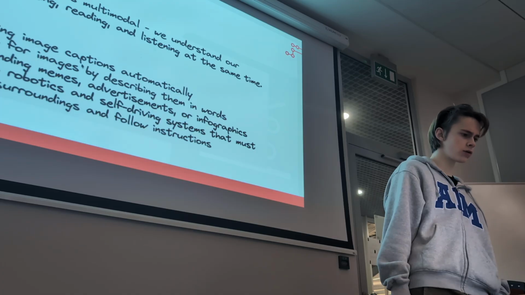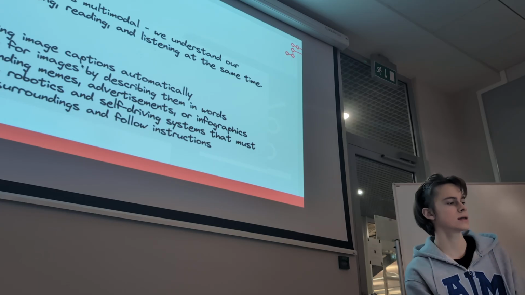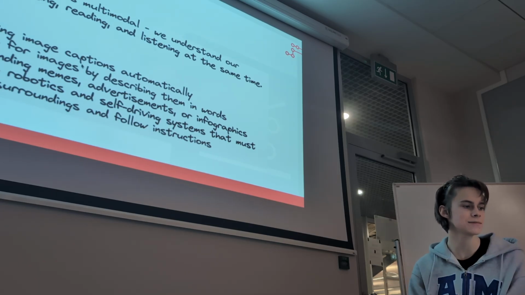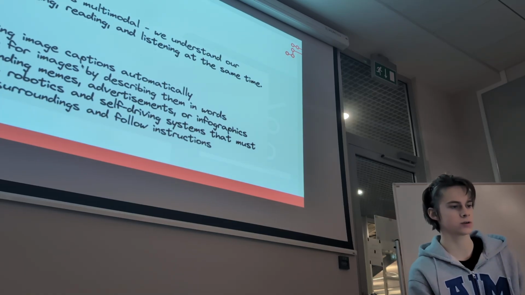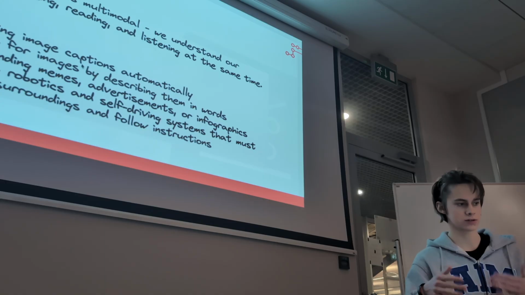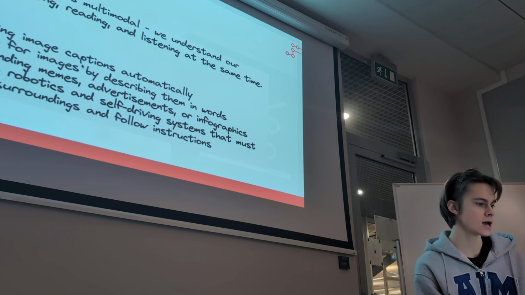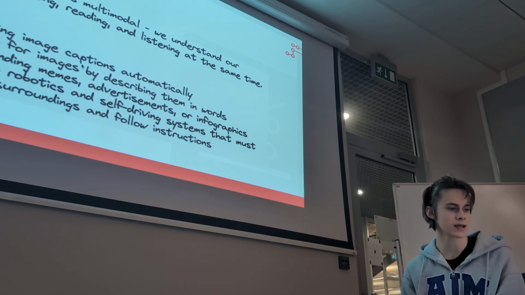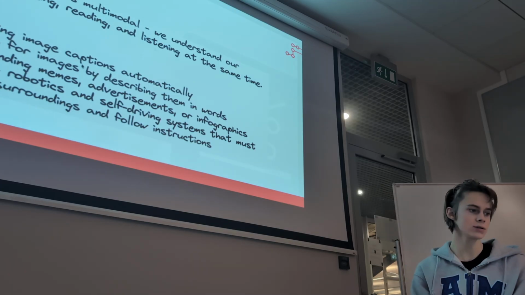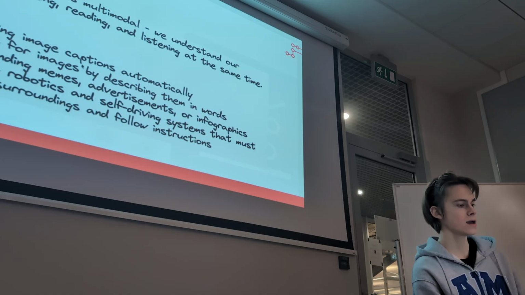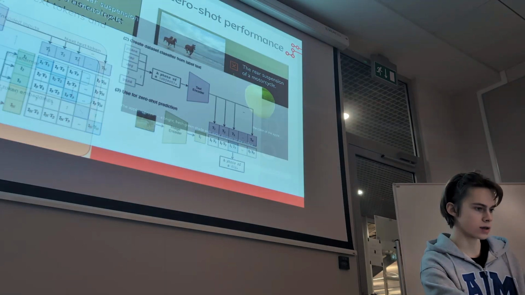Real world information is multimodal. We understand our surroundings by seeing, reading, and listening at the same time. Models based on transformers can generate images, caption automatically, search for images by describing them in words, and understand memes, advertisements, and infographics. And the last thing, that's our goal, is to support robotics and self-driving systems that must interpret surroundings and follow instructions.